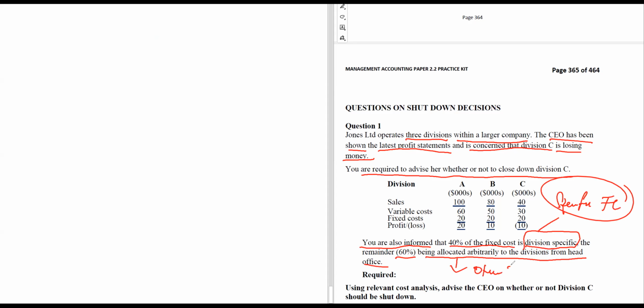This is other fixed costs, right? Which has been allocated. And I told you allocated fixed cost is not relevant. You remember? Yes, sir. So they say using relevant cost analysis, advise the CEO on whether or not Division C should be shut down, right? So we can use the approach we just learned.